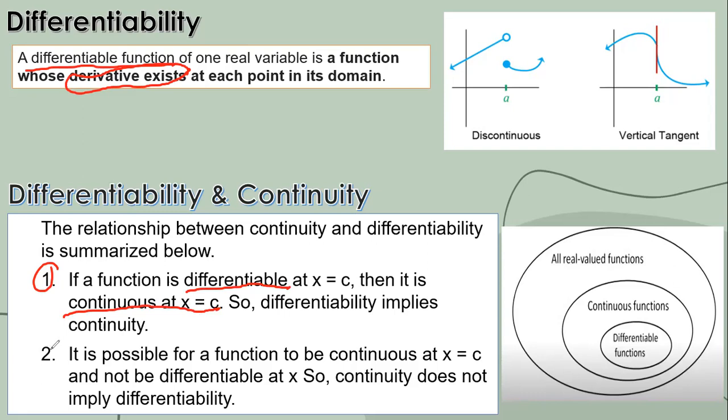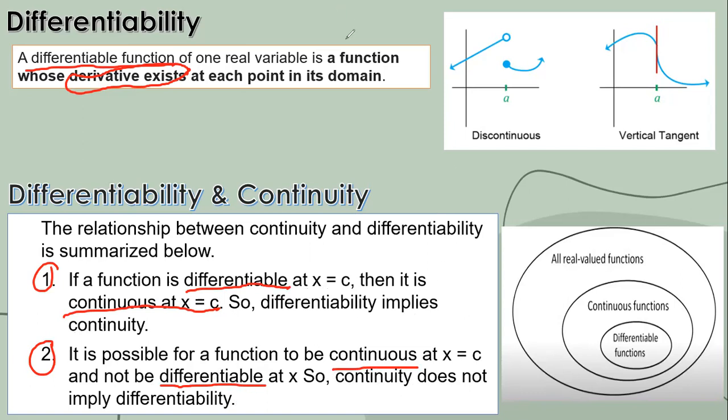For our second one, it is possible for a function to be continuous at x is equal to c and not be differentiable at x. So this says that just because the function is continuous does not mean it is differentiable. It is clear: when a function is differentiable, it is automatically continuous. But when a function is continuous, it is not automatically differentiable.